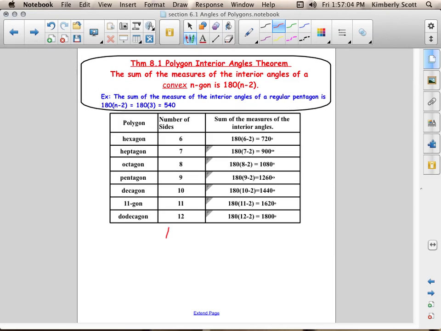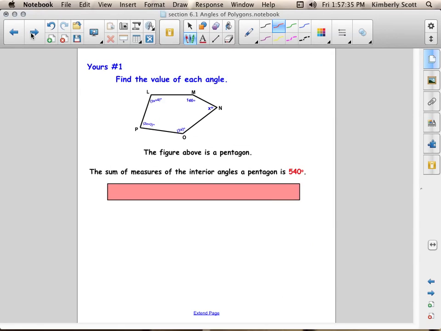Let's say we wanted 1,000 sides to a polygon. Okay? That's going to be an awfully big polygon, or it's going to look a lot like a circle. But we have 1,000 sides, so the measure of the degrees in the inside would be 180 times 1,000 minus 2. So whatever 180 times 998 is, if you want to do that for fun, let me know what it is. I don't care. Okay? This one is yours to do at home on your own, so I'm going to skip it. Notice it says yours number 1.